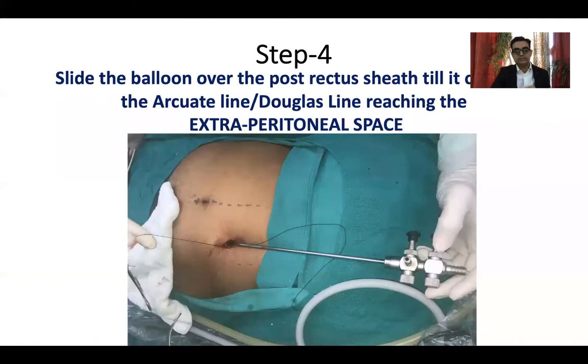Once the posterior rectus sheath is exposed, we put in the balloon on it, and we slide the balloon on the posterior rectus sheath in the caudal direction. You have to be very, very careful that at the slightest resistance, you have to stop there, and no further progression of this cannula should be there. Otherwise, there is a fear of tearing through the peritoneum.